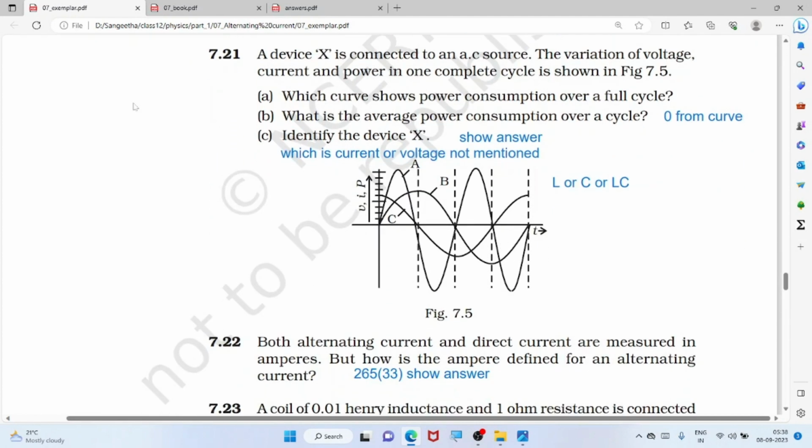A device X is connected to an AC source. The variation of the voltage, current and power is given. Which curve shows the power consumption? This is the top one, VI or I squared R. Okay, what is the average power consumption? That is 0. This is the power curve. Average will be 0. Identify the device X.